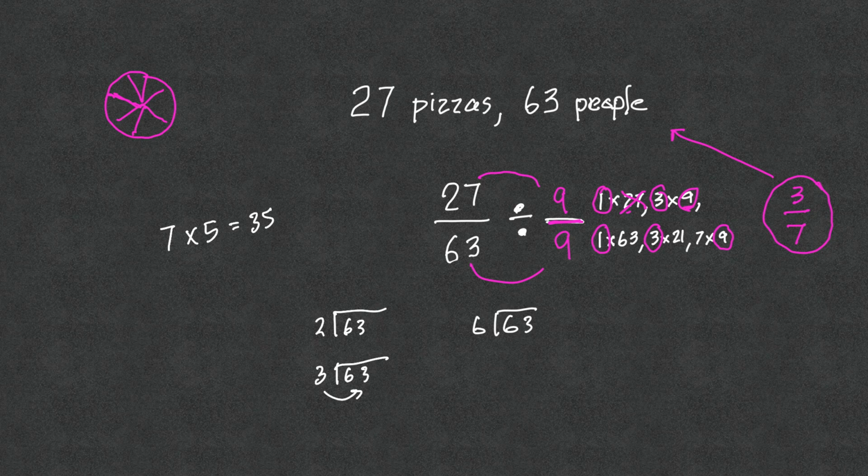And let's see. Each person is going to get 3 of them. 1, 2, 3. Then another person comes along. Hey, how much pizza can I have? You can have 3 slices. 3 out of the 7, okay? All right, next person comes along. Hey, I want some pizza. Well, you get 3/7. Okay, here you go.